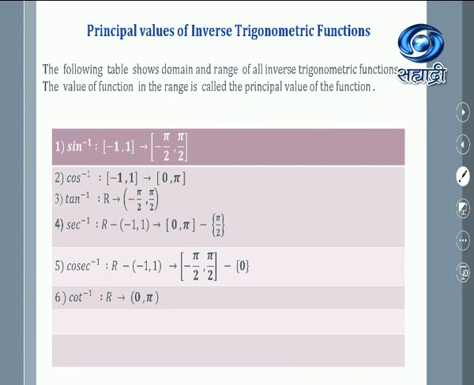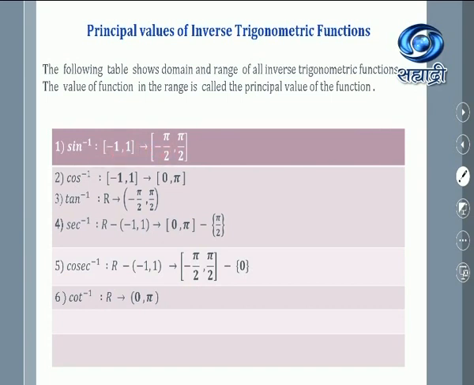Once again I repeat, the principal values of inverse trigonometric functions. You are asked to remember only principal values, not the remaining intervals, though for the remaining intervals we got one-one and onto functions. I mean the inverse exists. The following table shows the domain and the range of all inverse functions. The value of the function in the range is called the principal value of the function. This name you will have to remember. That is the principal value of the function. So we repeat the things.